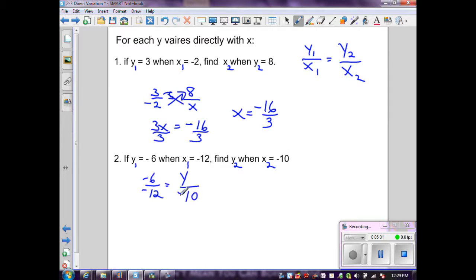Simplifying, that gives me a negative 6, when I cross multiply here, times a negative 10 is 60, equal to a negative 12 times y, a negative 12y. Divide both sides by a negative 12, and y will equal a negative 5.